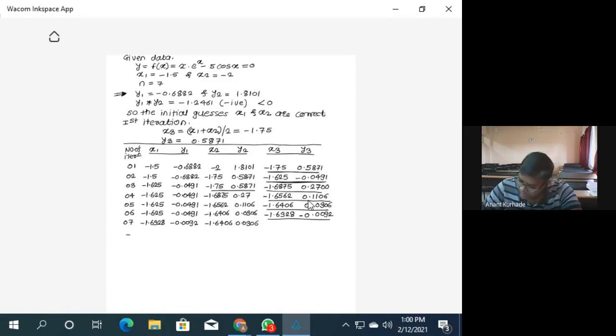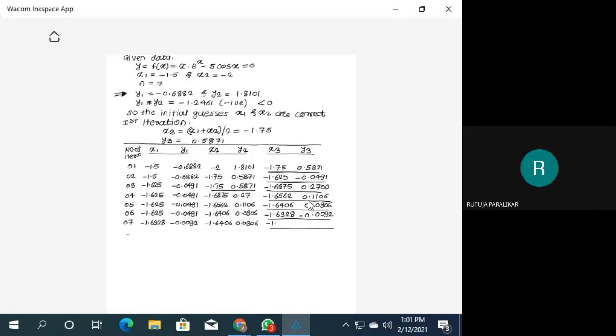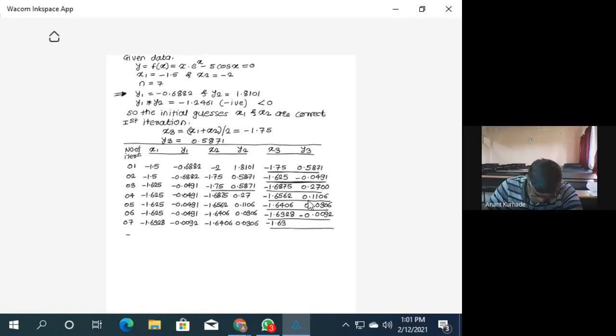0.0306. What is x3? Tell me, what is minus x3? 1.6367. Now it is given that we have to perform 7 iterations, so you can stop here. We have this value: x3 is equal to minus 1.6367. This is our root.